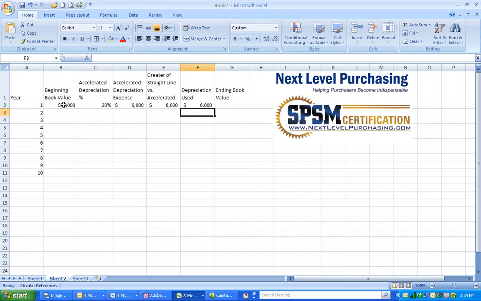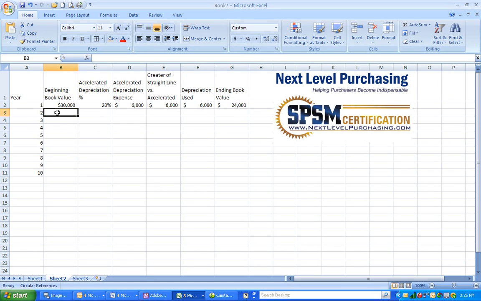So in this case, the Excel spreadsheet tells us to use this amount because obviously that depreciation will not take the ending book value below the salvage value. And we can see what it does take it to. We take the beginning book value and subtract the depreciation used, and indeed, we have an ending book value in excess of the salvage value. So now we can go on to the second year.